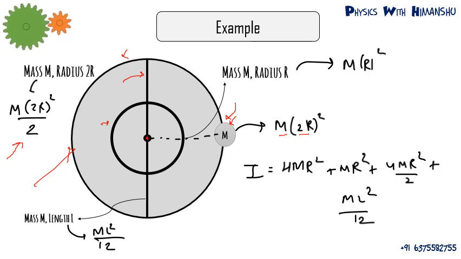For this ring, the moment of inertia will be m into r square. And for this rod, see the axis is passing through the center of the rod, so the moment of inertia will be ml square by 12. So the total moment of inertia will be the sum of all the moments of inertia.